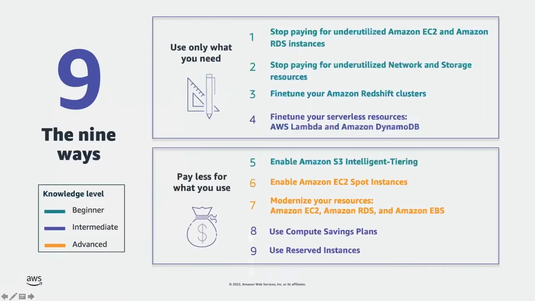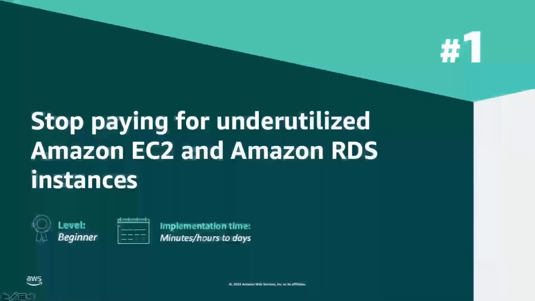The following on screen is a compilation of 9 ways to reduce your AWS bill. The first 4 are going to focus on helping you to use only what you need, whereas the last 5 are going to help you to focus on paying less for what you use. So let's begin. Number 1. Stop paying for underutilized Amazon EC2 and Amazon RDS instances.